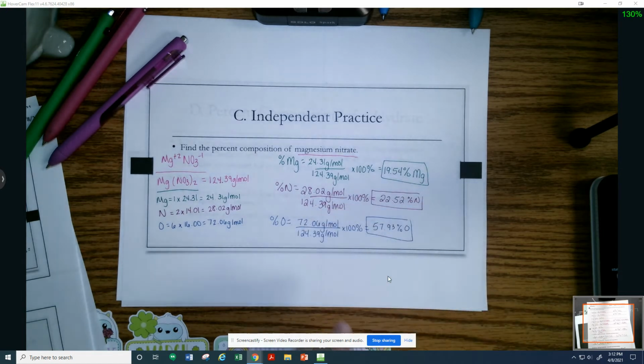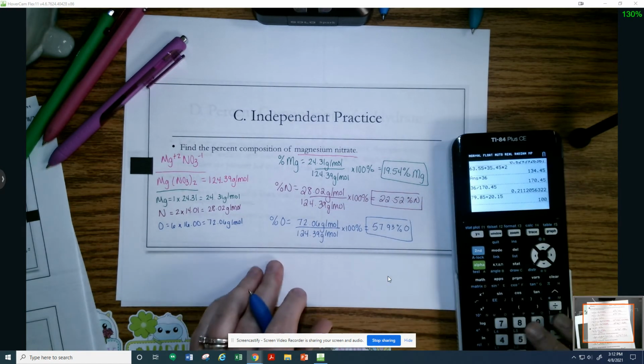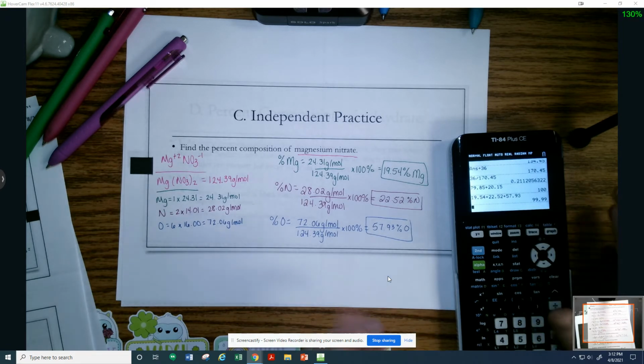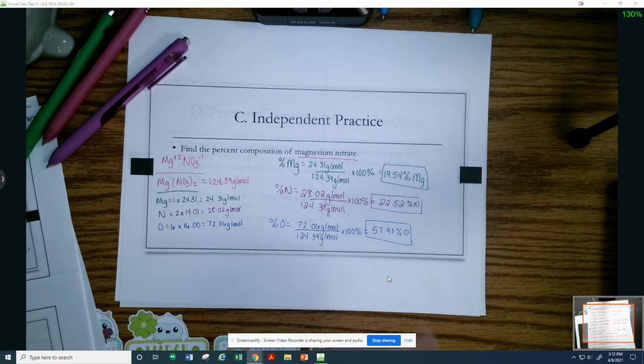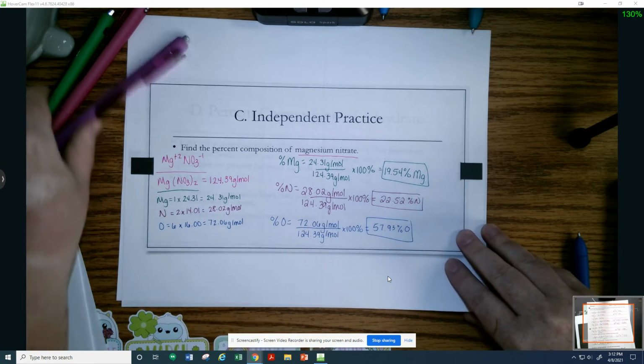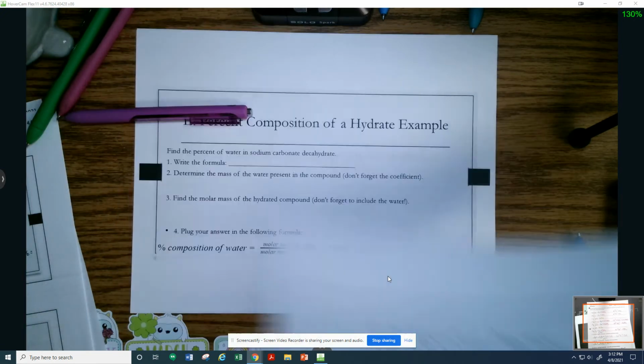Again, you can double check your work. So 19.54 plus that 22.52 and that 57.93. Yeah, so this one comes out to 99.99%. I would call that good because, again, some of it's my sig figs and rounding. So that is how you find percent composition of a specific element in a compound.